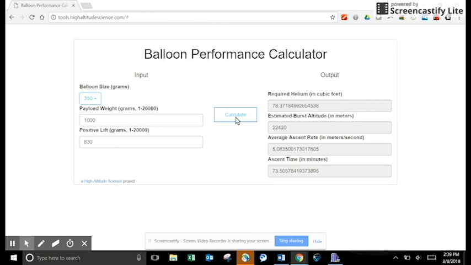830 grams positive lift. And the other valuable number here is how much helium we're going to need to get that ascent rate we want. The burst altitude is around 73,000 feet, so that's pretty high, pretty dramatic. You're going to really see probably space and a good picture of the Earth, a large portion of it as well. And the other value we need is that 78,3 37 cubic feet of helium that we need to put into our balloon.